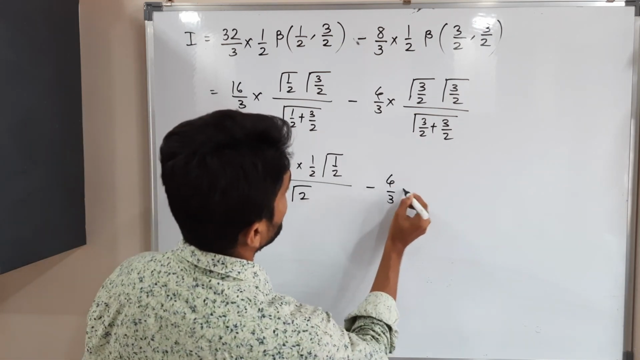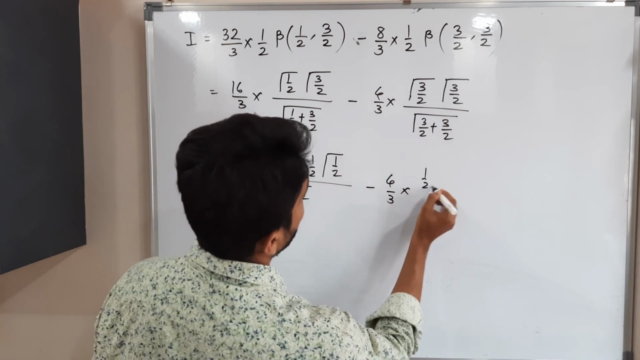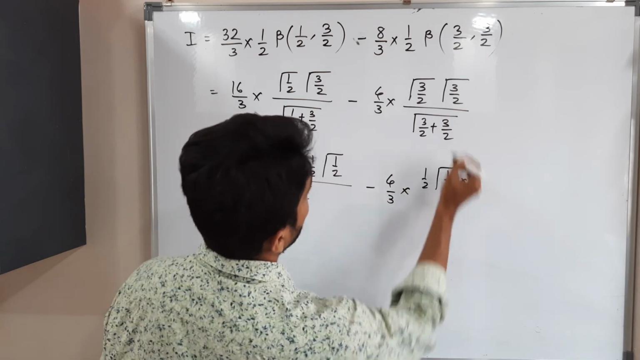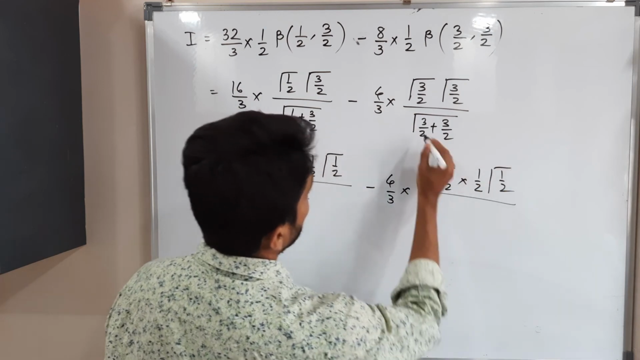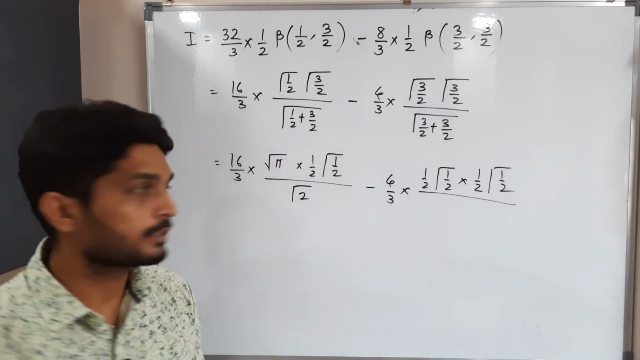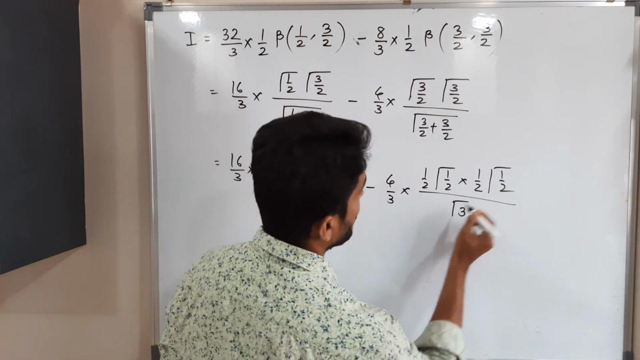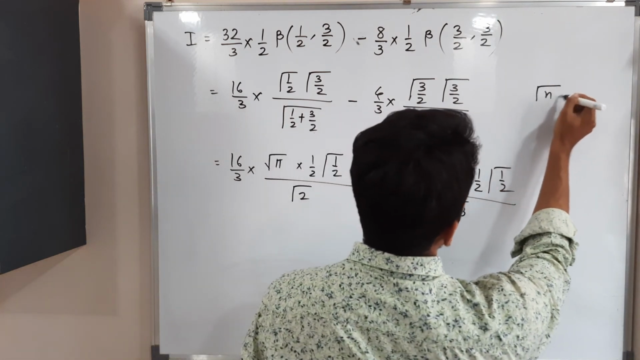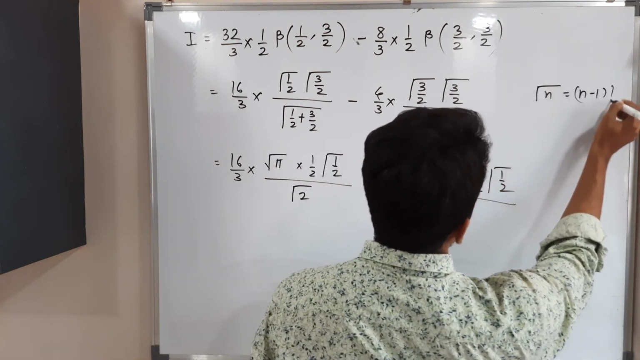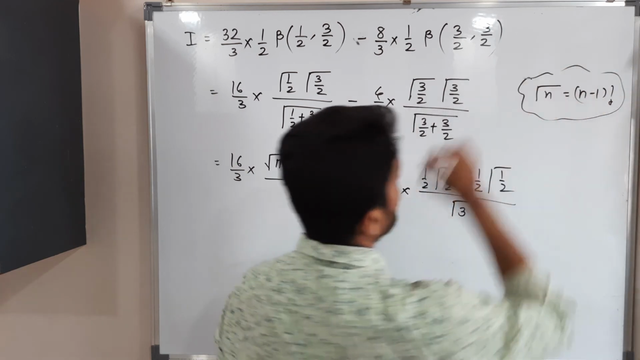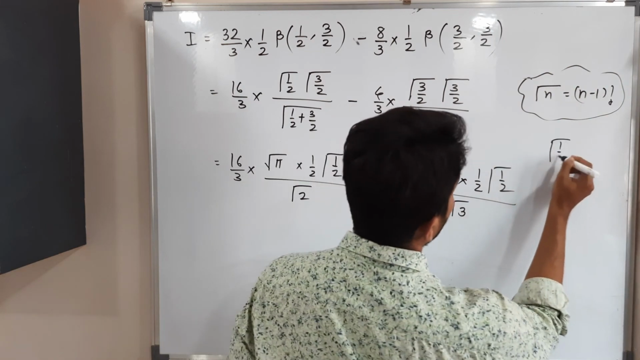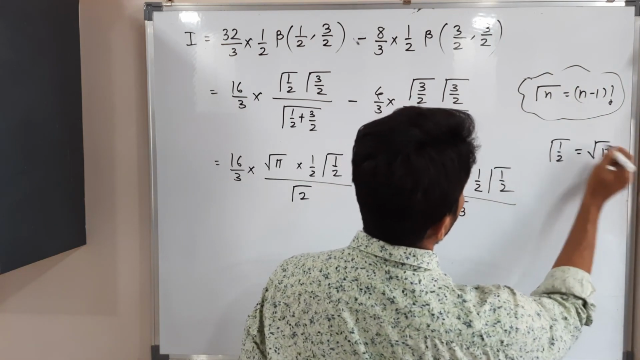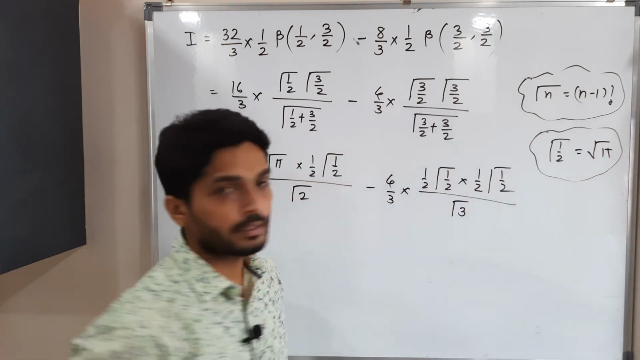Minus 4 by 3. What can we write here? Gamma 3 by 2 means 1 by 2, gamma 1 by 2. 3 by 2 means 1 by 2, gamma 1 by 2. Gamma 3 by 2 plus 3 by 2, 3. So we will have gamma 3. So you know that gamma n is equal to n minus 1 factorial, when n is any natural number, and gamma 1 by 2 is equal to root pi. Okay, so let us use this formula.